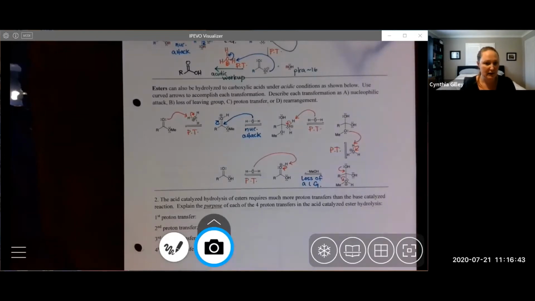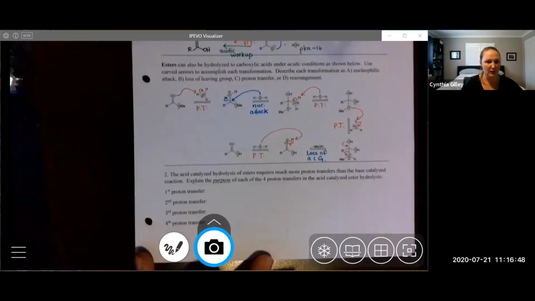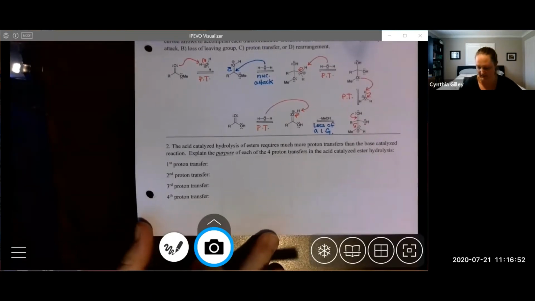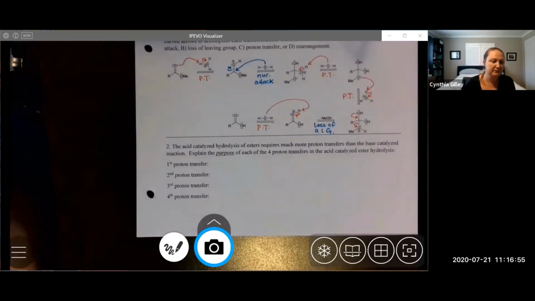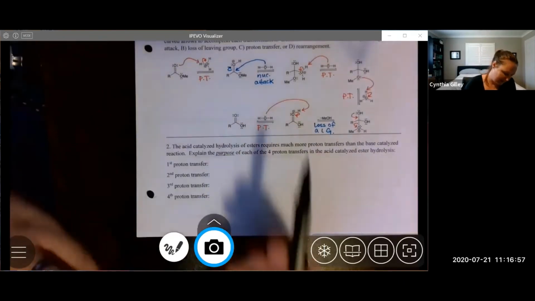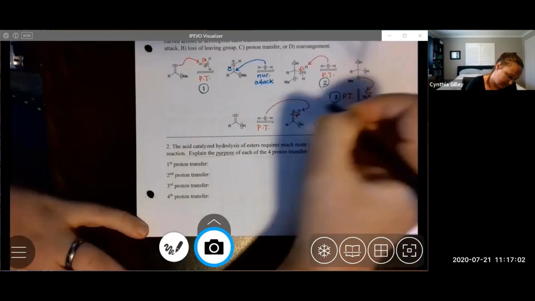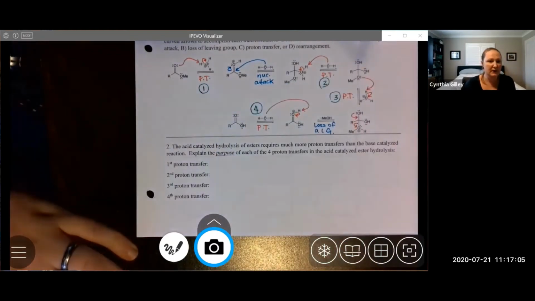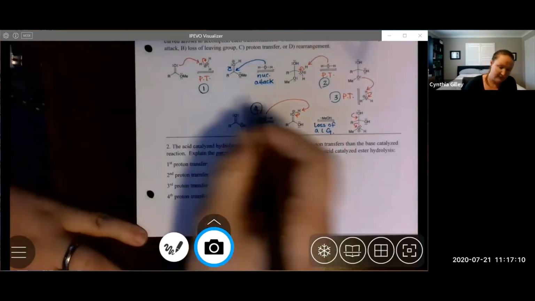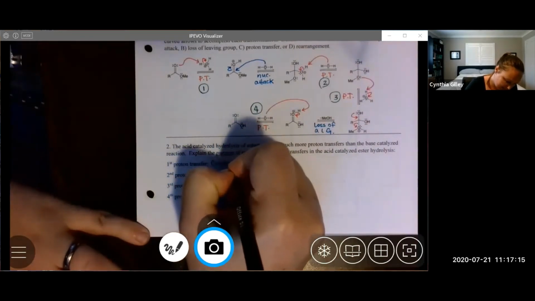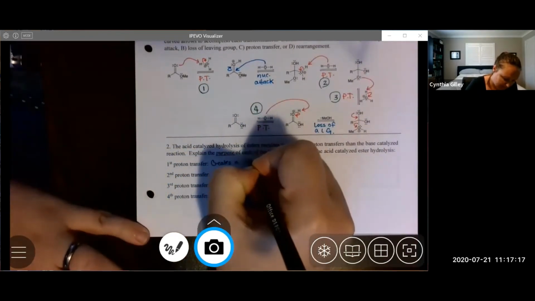Okay, so he wants us then to think about what the purpose was, right, of each of these proton transfers and write something about that. So the first proton transfer, that's this one, and this is the second, the third, and the fourth, right? Proton transfer. So the first proton transfer, you could say it creates a stronger electrophile.